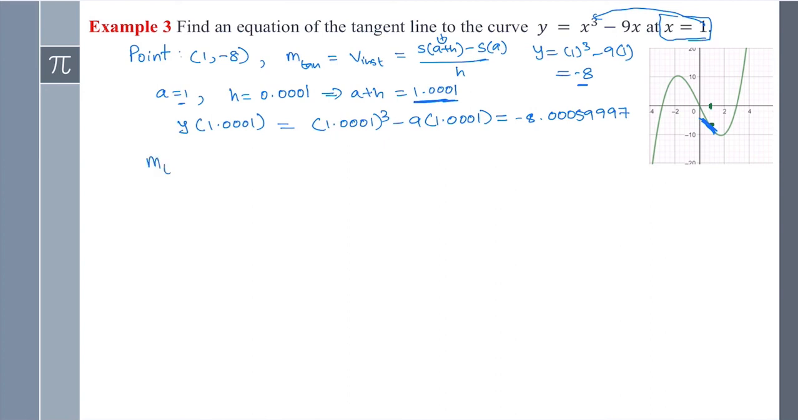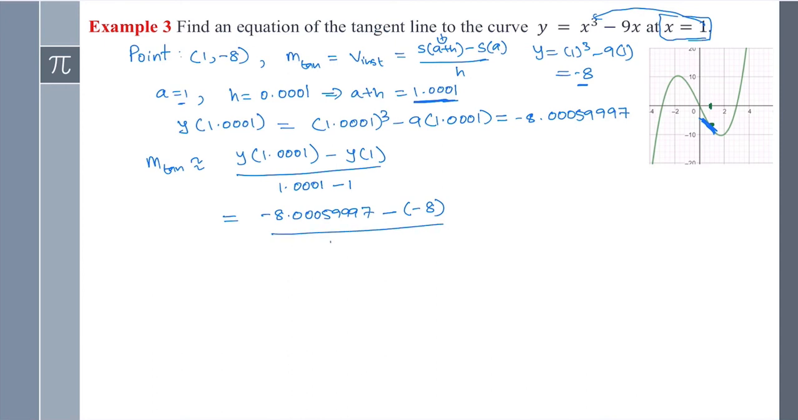Now let's use the instantaneous velocity formula to find the slope of the tangent line. The slope of the tangent line is approximately equal to y of 1.0001 minus y of 1 divided by 1.0001 minus 1. That is negative 8.000599997 minus y of 1, which is negative 8, divided by, if we do the subtraction, 0.0001.